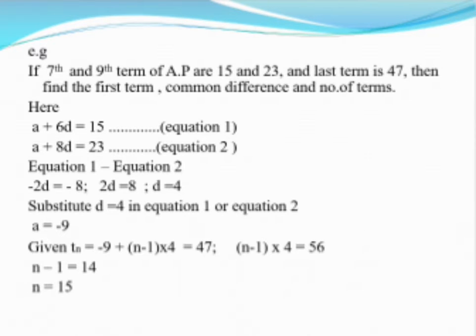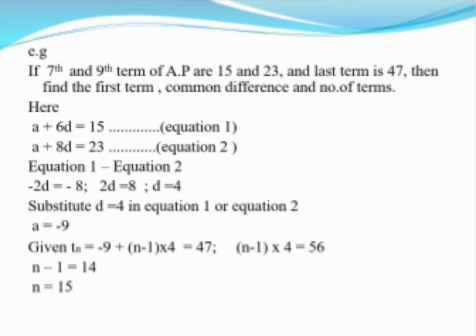One more example. This will clear you more about the formula and the application of the formula. If 7th and 9th term of AP are 15 and 23 and the last term is 47, then find the first term, common difference and number of terms. So now in this case you have to find three unknowns. Now as per the formula, Tn is equals to a plus n minus 1 into d.